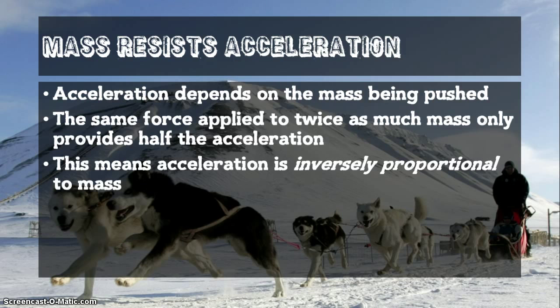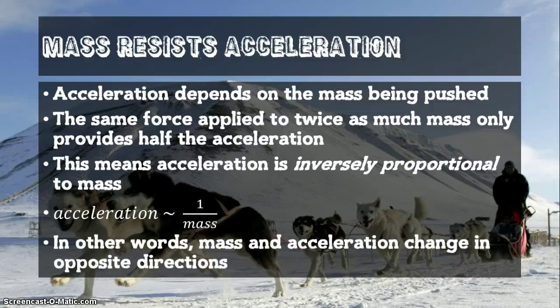Since when mass goes up, acceleration goes down, and when mass goes down, acceleration goes up, we call this relationship inversely proportional. So we could write it like this: acceleration is proportional to 1 divided by the mass. Notice as the mass gets bigger, that fraction gets smaller, meaning that the acceleration gets smaller. If mass gets smaller, that fraction gets bigger, meaning the acceleration gets bigger. So mass and acceleration are going to change in opposite directions.